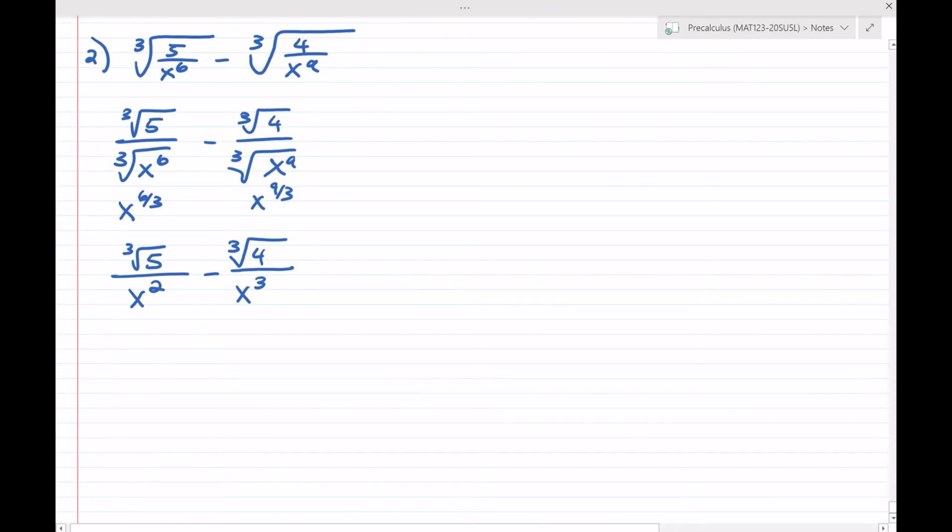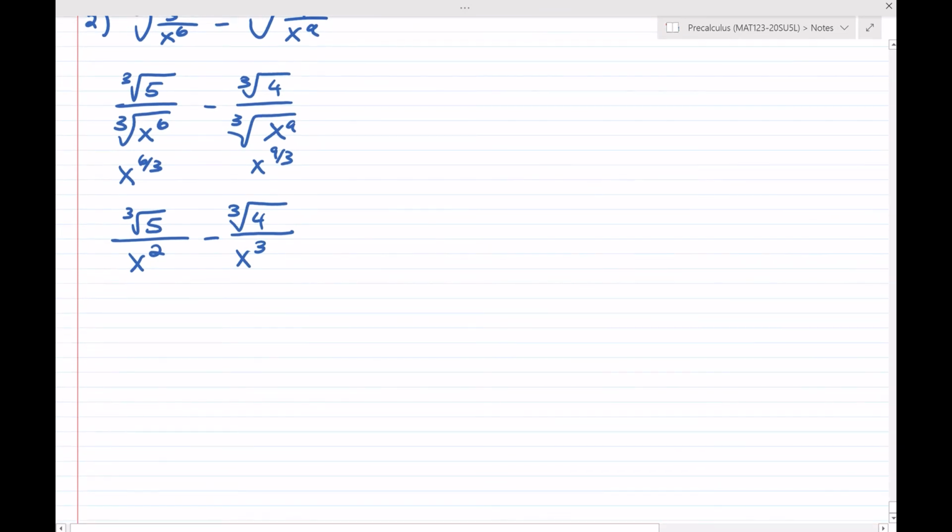All right. And as far as the radicals, I mean, they're taken care of, but generally whenever we have two fractions, we always want to combine them to one. And talking about our least common denominator, that would be x to the third. So we just multiply this fraction by x over x. We would get x times the third root of 5 over x to the third minus the third root of 4 over x to the third, or we could just combine both of those fractions.